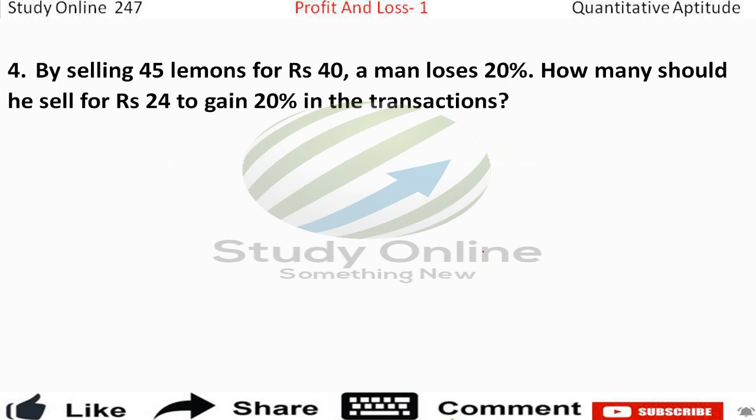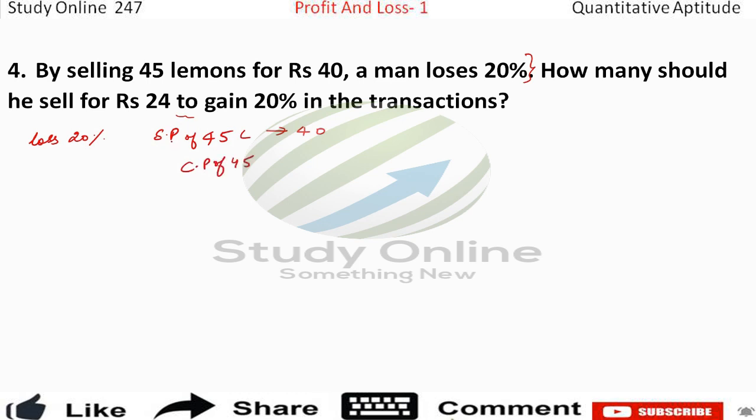By selling 45 lemons for rupees 40, a man loses 20%. So this is the first case. How many should he sell for 24 to gain 20% in the transaction? So let's see the first case. In the first case, the loss is 20%. So selling price of 45 lemons is equal to rupees 40. So what would be the cost price of 45 lemons?